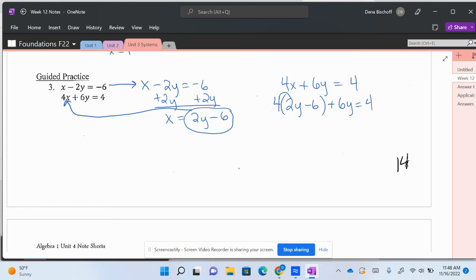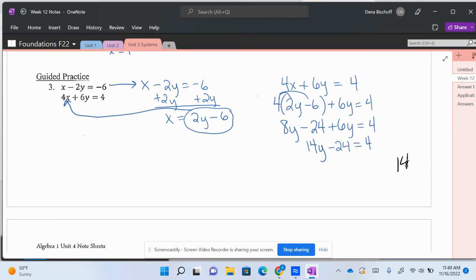Now I have to do some distributing. So 4 times 2y is 8y, and 4 times negative 6 is negative 24 plus 6y equals 4. Let's combine some like terms. Gavin Kane, what 2 terms do you see that I can group together? 8 plus 6 is? So I have 14y minus 24 equals 4.